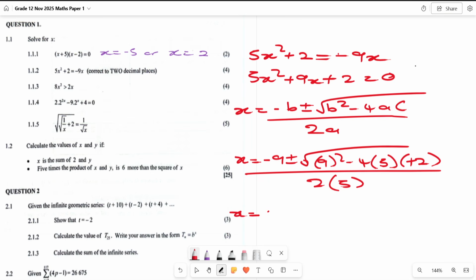Our first value is minus 0.259, but we can round this off, guys. They say round to 2 decimal places, so that's going to be minus 0.26.